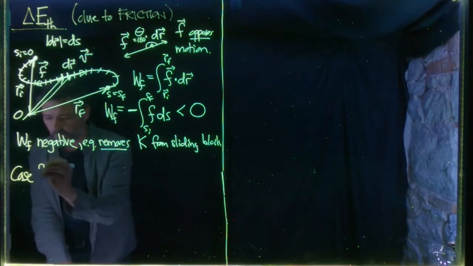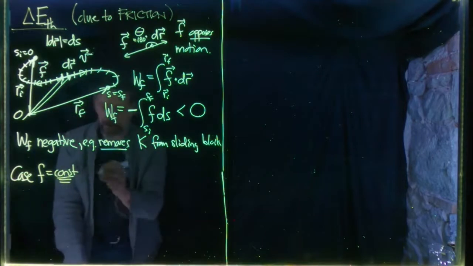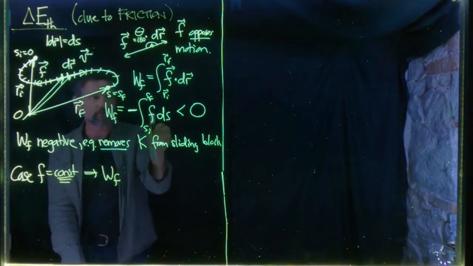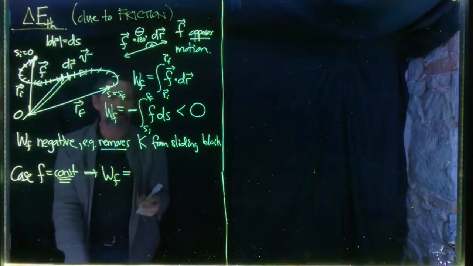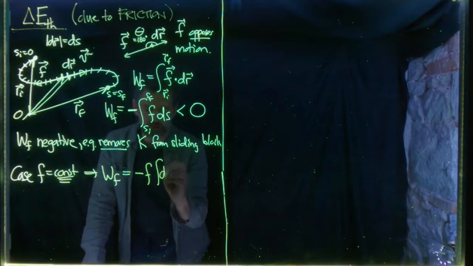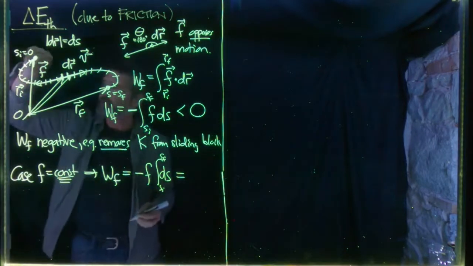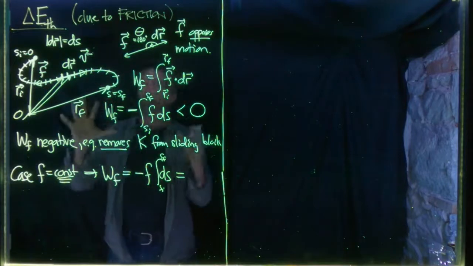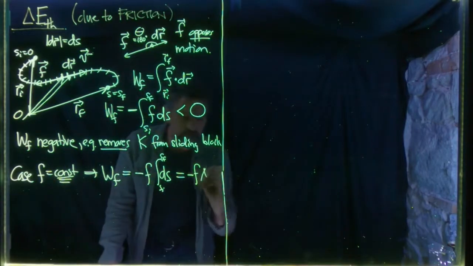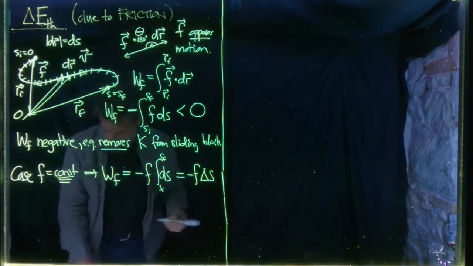The simplest possible case is when the magnitude of that force of friction is equal to a constant. Okay, so if that's the case, then the work done by that force, of course the direction of the force of friction can be changing, but if its magnitude is constant, then we can pull that magnitude out, and the work done by that constant magnitude force of friction is negative. We can pull that constant magnitude out, and all we're left with is an integral over ds from s initial to s final. And so what is this? You just add up all the little ds's, this plus this plus this plus this, and so what you get is exactly the length of the path. So this is just negative the constant magnitude of the force of friction, times delta s. Okay, delta s is s final minus s initial, the length of the path. Okay, so that's an important special case.